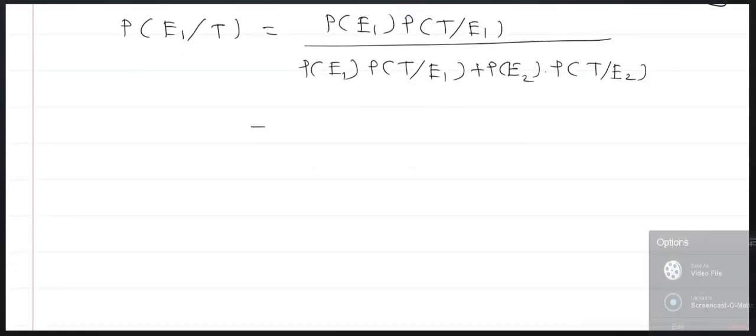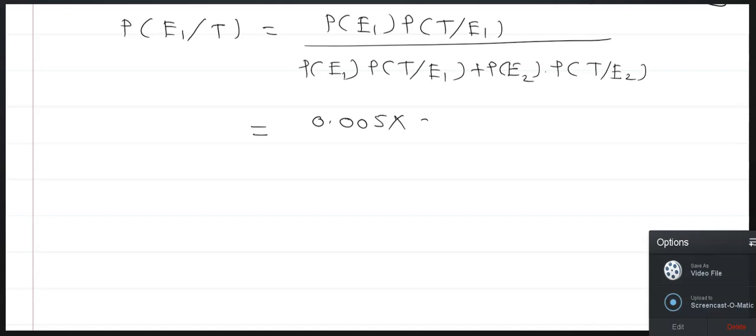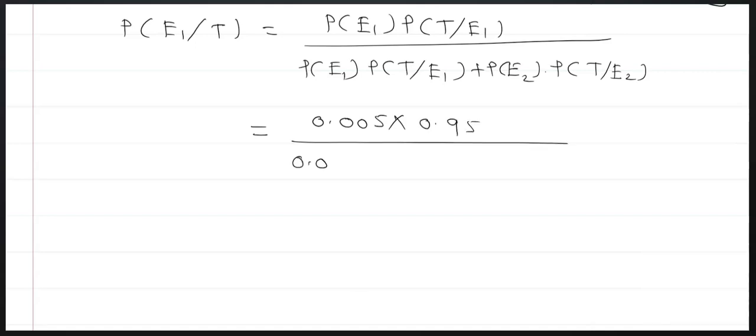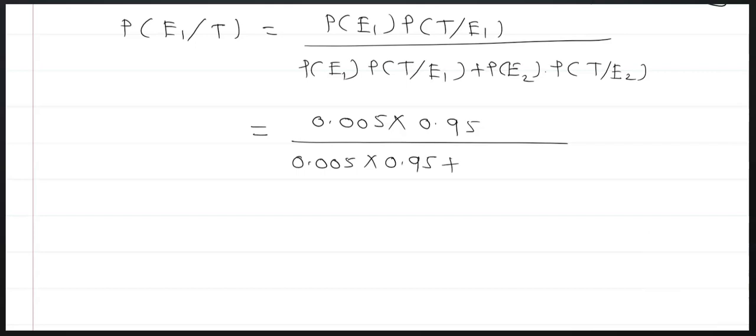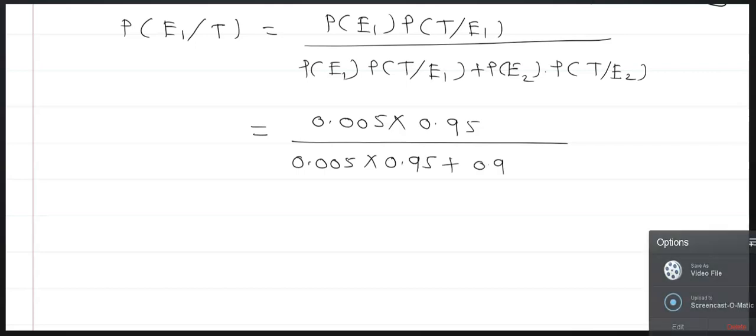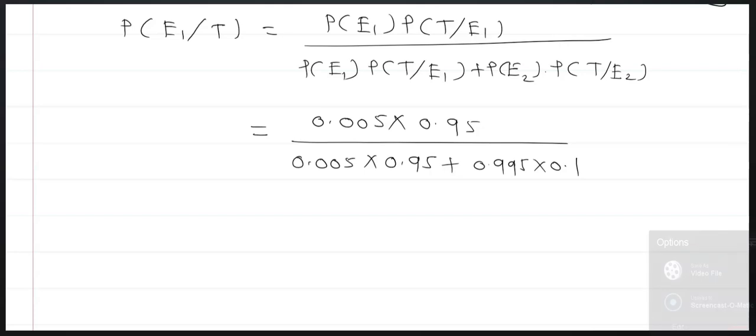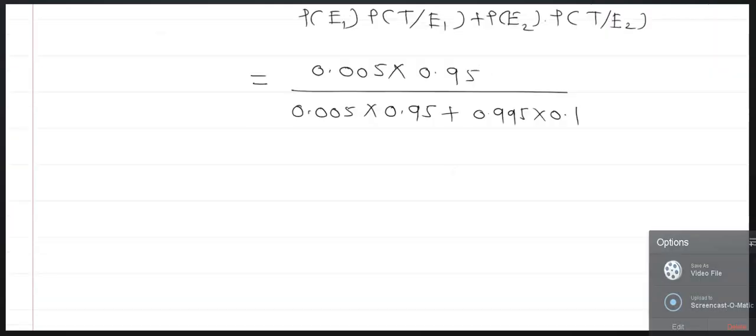Now substitute the values. That is 0.005 into 0.95, upon 0.005 into 0.95 plus 0.995 into 0.1.